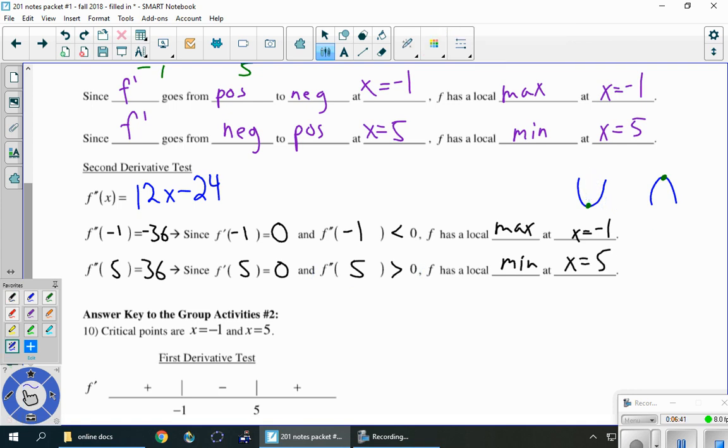And of course, the conclusions using the first derivative test are exactly the same as the conclusions for the second derivative test. Again, just two different ways to answer the same question, but we'll get the same answer.